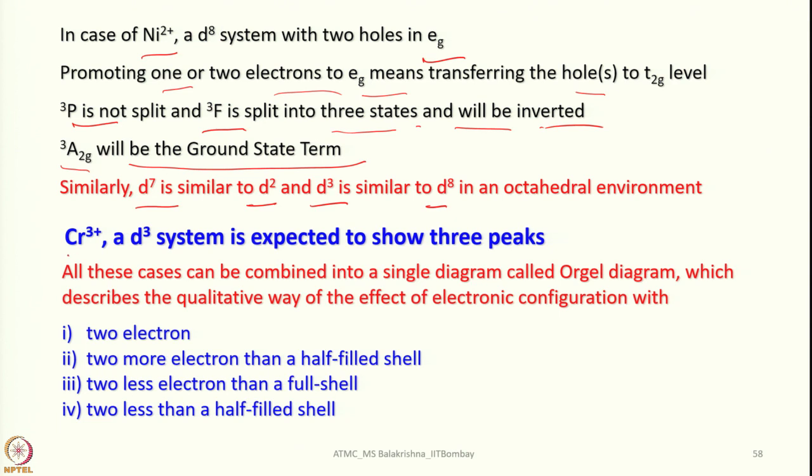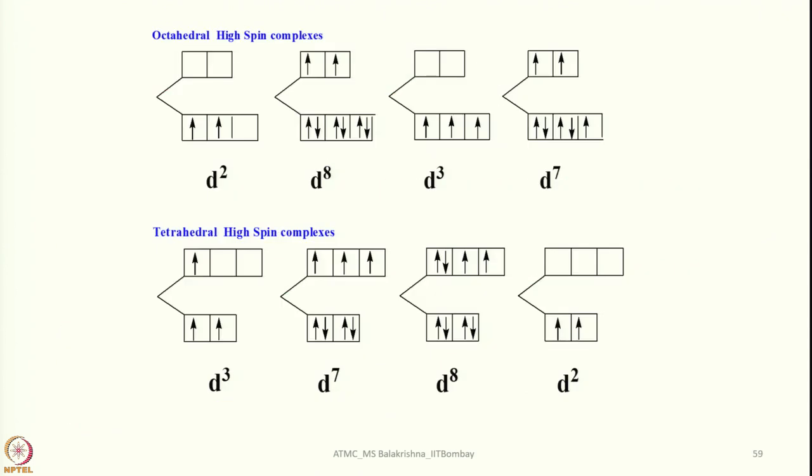So, now chromium 3 plus, a d3 system, is expected to show 3 peaks. All these cases can be combined into a single diagram, again called an Orgel diagram, which describes in a qualitative way the effect of electronic configuration with 2 electrons, 2 more electrons than a half filled shell, 2 less electrons than a full shell, and 2 less than a half filled shell. So, now we can write one more Orgel diagram, and I have shown electronic configurations to bring out similarities: 2 electrons, and then we will be having 2 holes here, and 3 electrons, and then we have 3 holes, and tetrahedral also the same thing. So, that means we have some similarities.